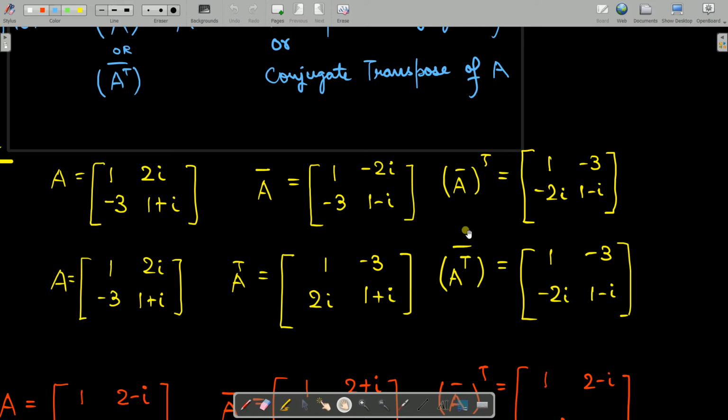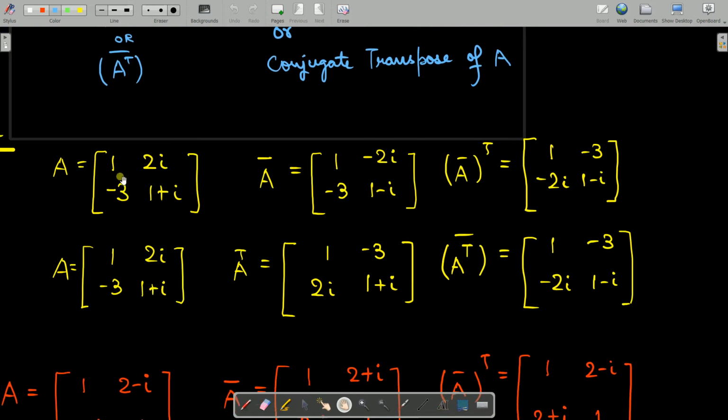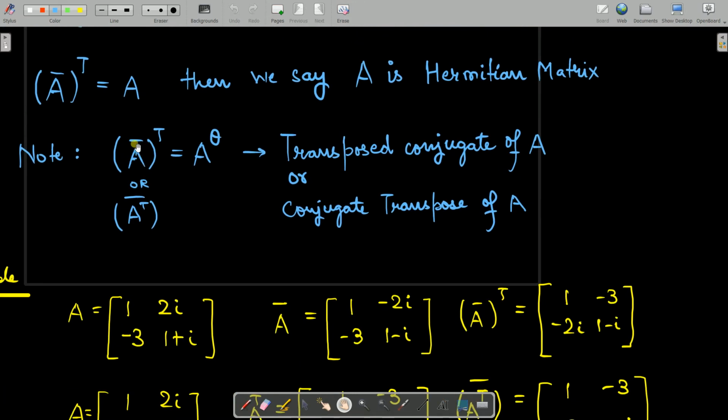Now here we have got this value. If you take the transpose first and then take the conjugate, you will get the same thing. See here, this matrix and this matrix. Can you see both these matrices are the same? So whether you first find the conjugate and then take its transpose, or first find the transpose and then do the conjugate, your final matrix is going to remain the same. And hence whether you write this or this, it actually means this.